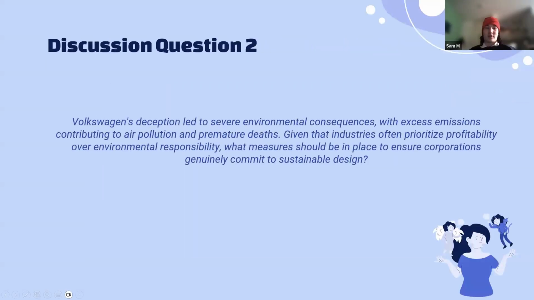For our second discussion question: Volkswagen's deception led to several environmental consequences, with excess emissions contributing to air pollution and premature deaths. Given that industries often prioritize profitability, what measures should we take to ensure that corporations genuinely commit to sustainable design and ethical practices?